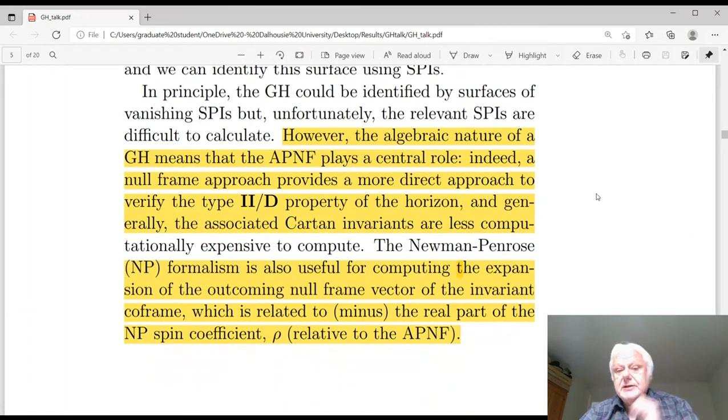There are two aspects to this. One is that we want a way of actually calculating these invariants, and as it says here, this may be best done through something called Cartan invariants rather than scalar curvature invariants, which are equivalent to scalar curvature invariants in black hole spacetimes. And we want to show that the Newman-Penrose quantities are related to the algebraic specialization of the covariant derivative.